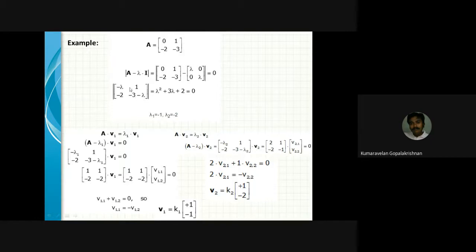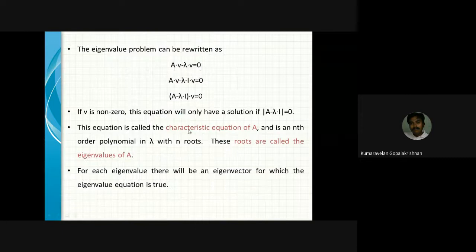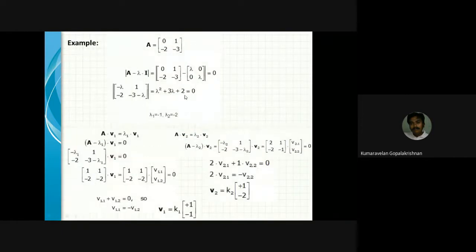Just by multiplying, that is minus lambda into minus 3 minus lambda. Minus into minus plus, lambda into 3, that is 3 lambda, and minus into minus plus, lambda into lambda, lambda square. So lambda square plus 3 lambda, and minus 2 into 1; by taking a negative, it becomes positive. So this is my characteristic equation. I found the characteristic equation: lambda square plus 3 lambda plus 2 equal to 0.